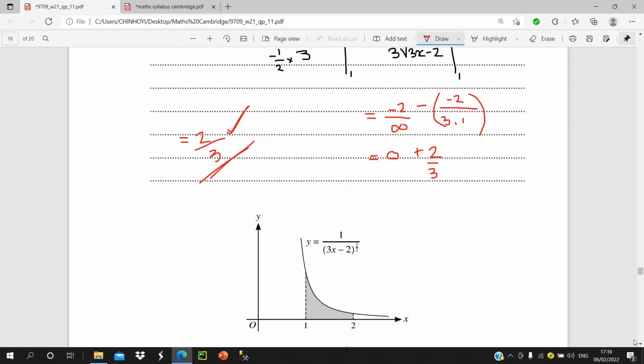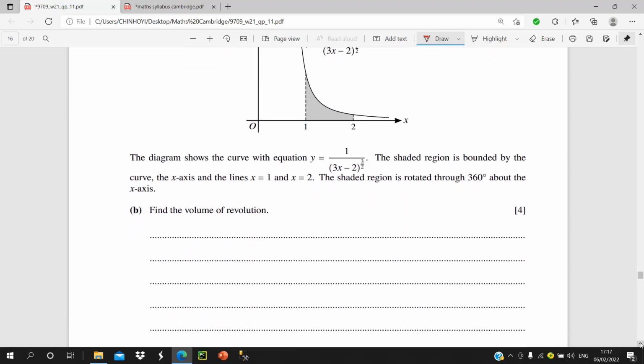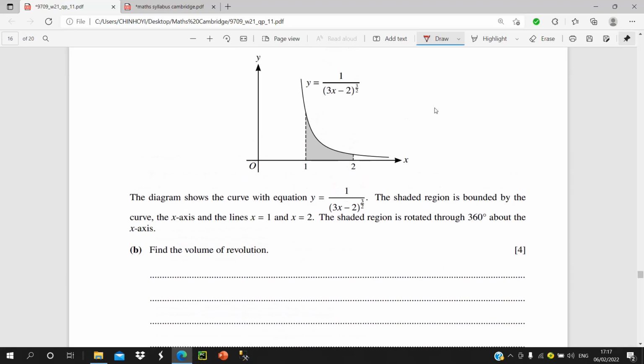Right, then on this part B, we have a curve y equals 1 over 3x minus 2 to the power of 3 over 2, and a region bounded by the x-axis, the lines x equals 1 and x equals 2, that shaded region. The region is now rotated through 360 degrees about the x-axis. We want to find the volume of revolution. If the region is rotated about the x-axis, the volume of revolution will be Vx.